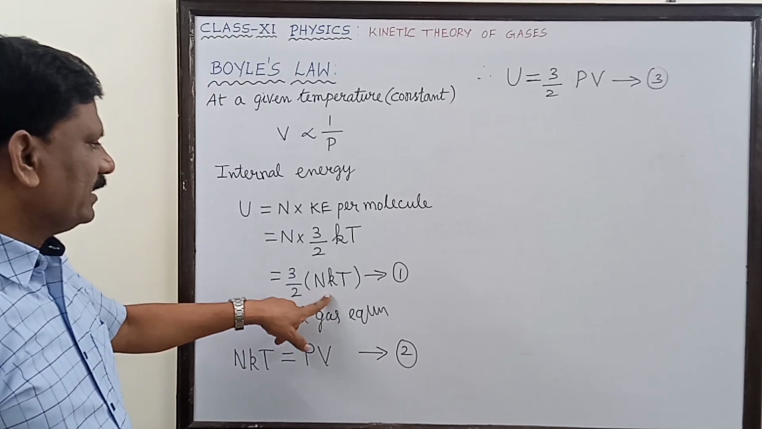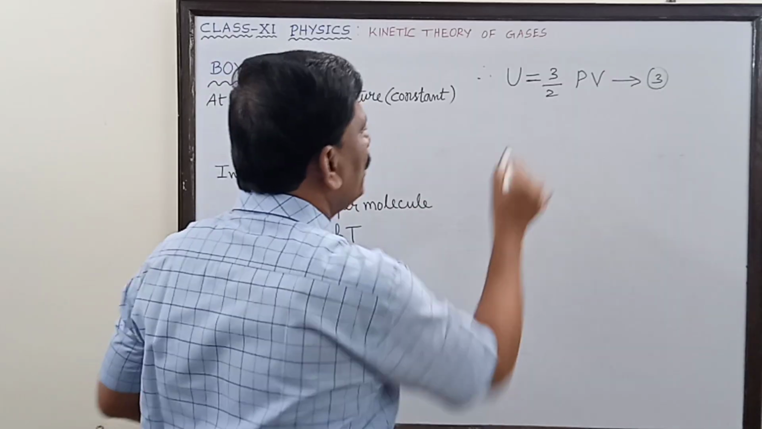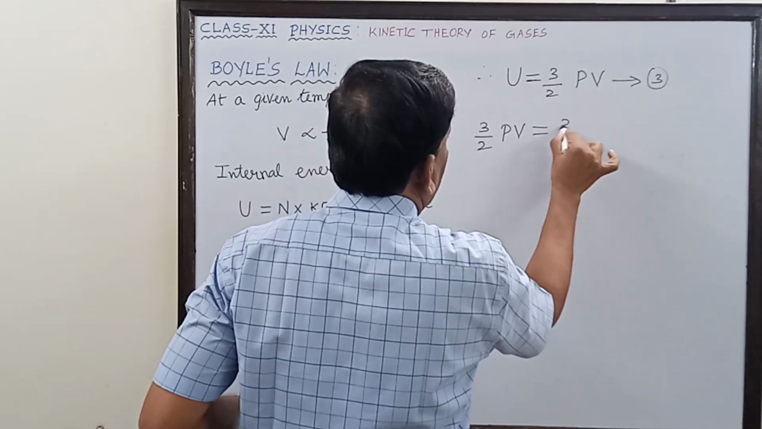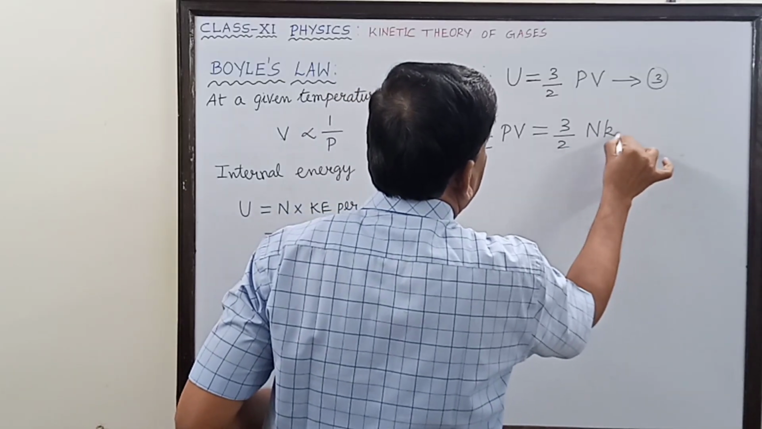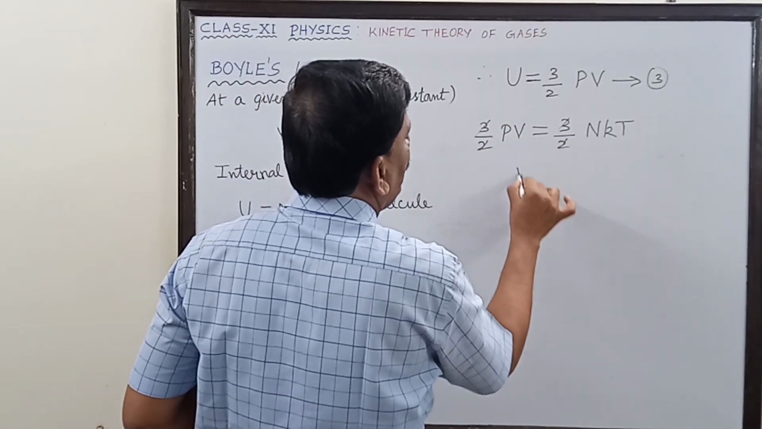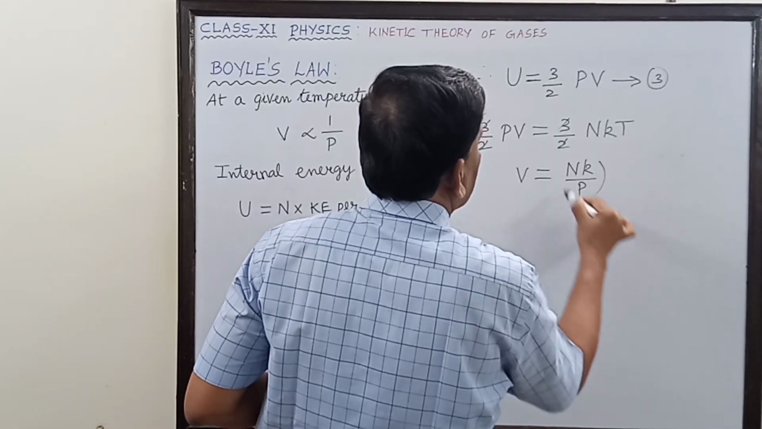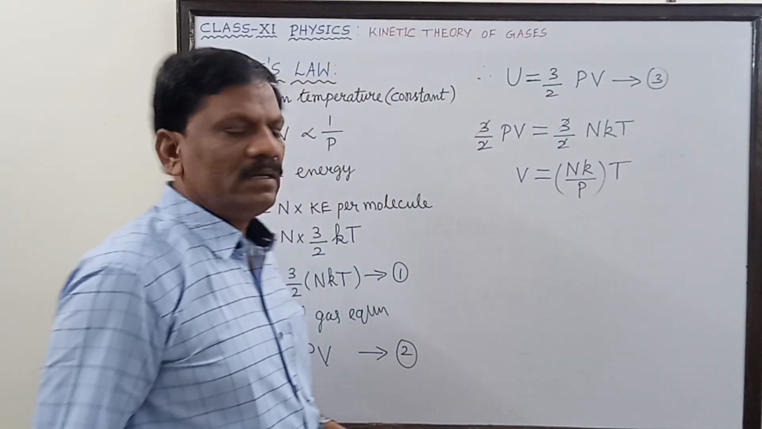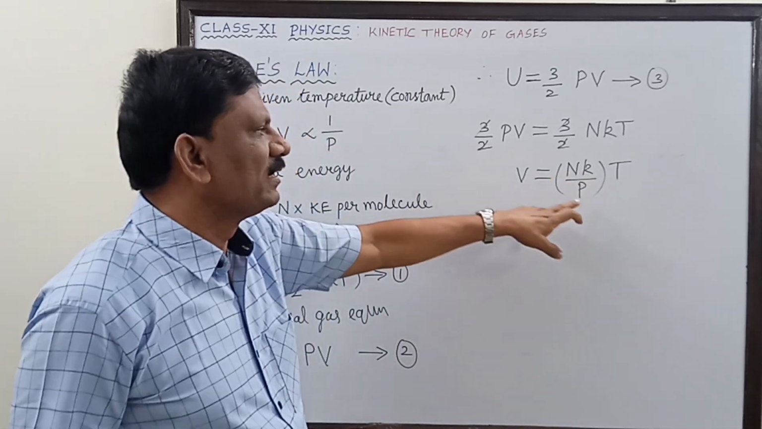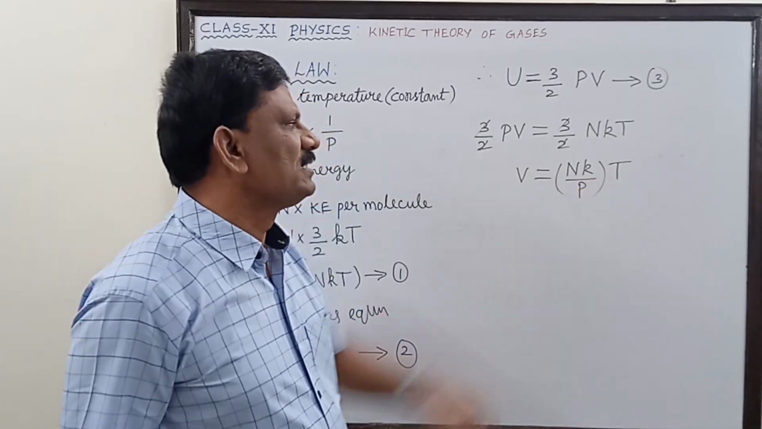Now look at the right hand sides of equation 1 and 3. Since the left hand sides are same, I am going to equate the right hand sides. So this is 3 by 2 into PV is equal to 3 by 2 into NkT. Okay. So cancelling this 3 by 2, now V is equal to NkT by P. I will group the terms like this. Here N is the total number of molecules which is constant, k is Boltzmann constant, pressure is a variable, and T is a constant.